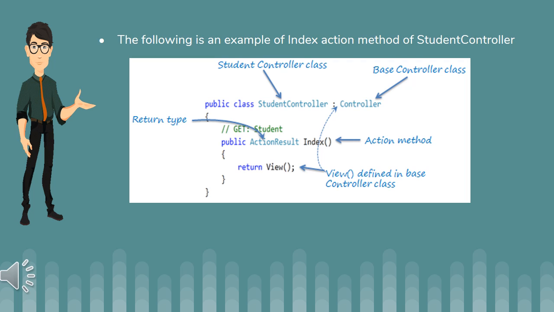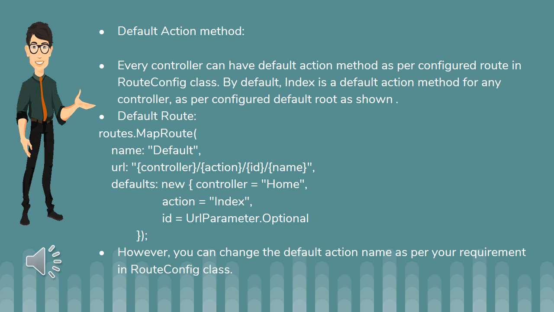The following is an example of the Index action method of StudentController. As you can see in the above figure, the Index method is a public method and it returns an ActionResult using the View method. The View method is defined in the Controller base class, which returns the appropriate ActionResult, default action method.